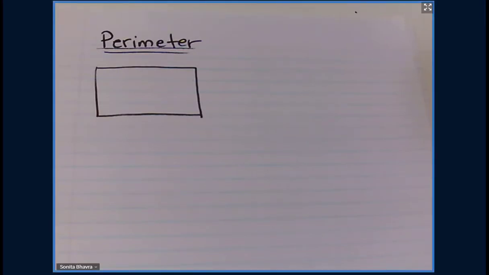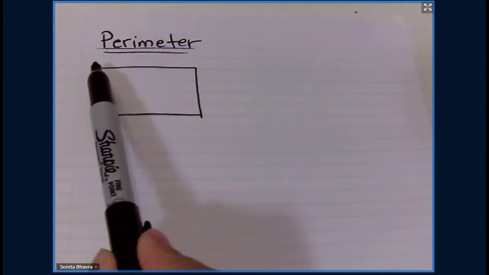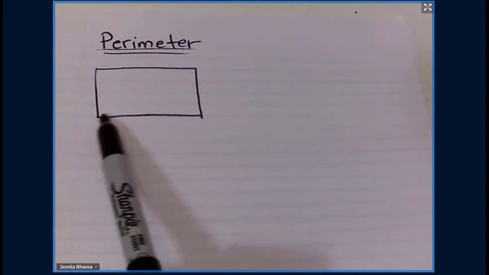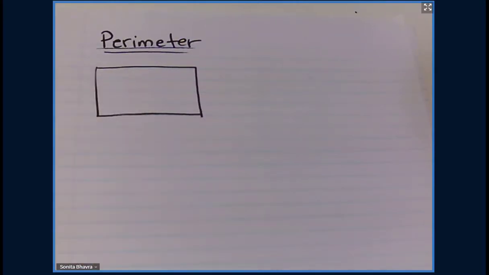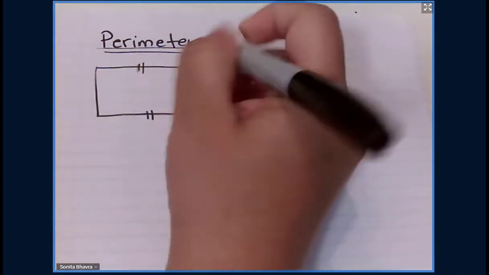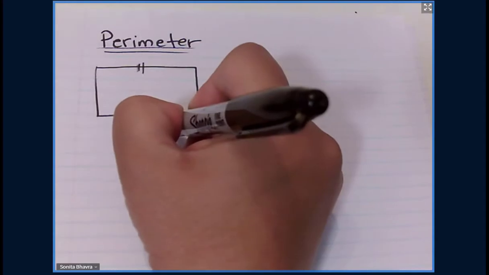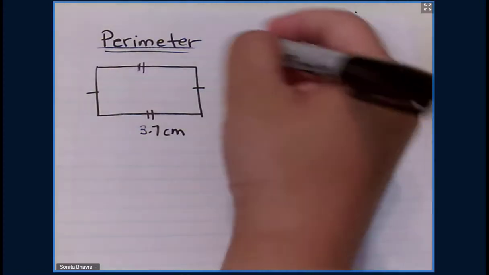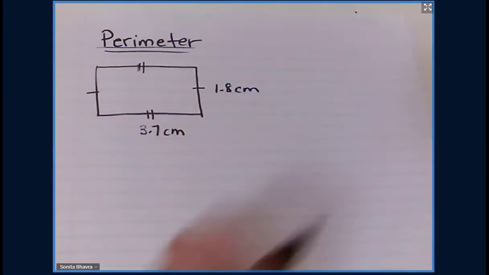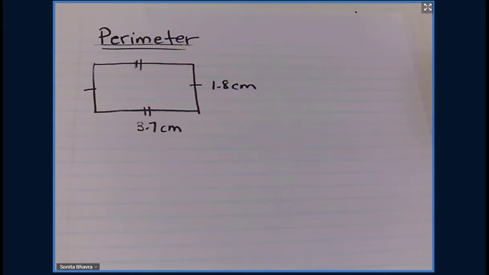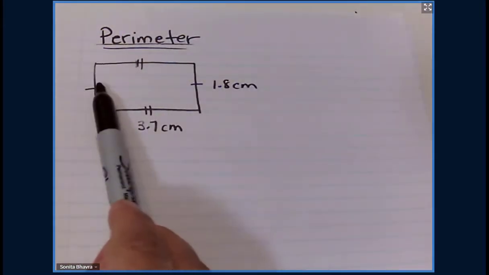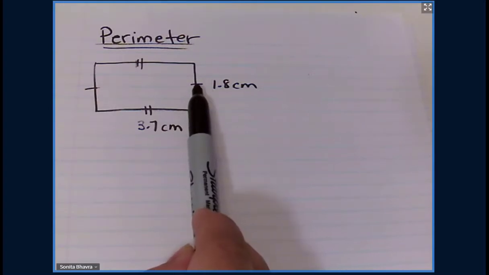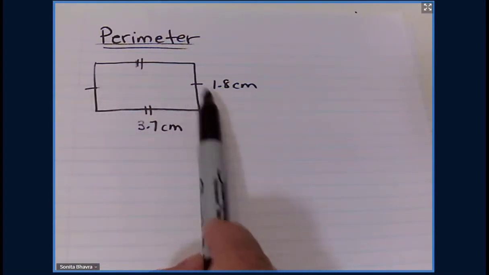All right, so for example, if we were looking at this rectangle, the perimeter would be adding up all four sides together. If this was given to us like this, with 3.7 centimeters, and these two sides given as 1.8 centimeters. Recall that anytime you have the dashed sides, that means these two measurements are going to be the same.